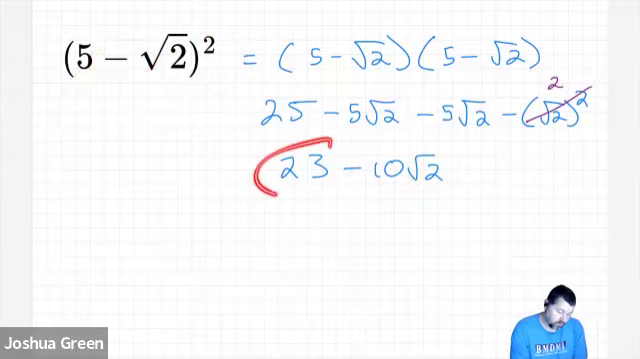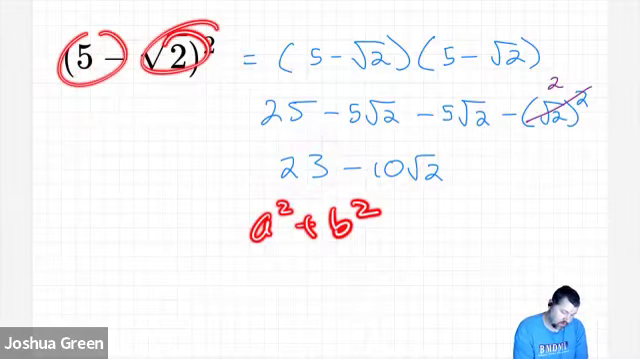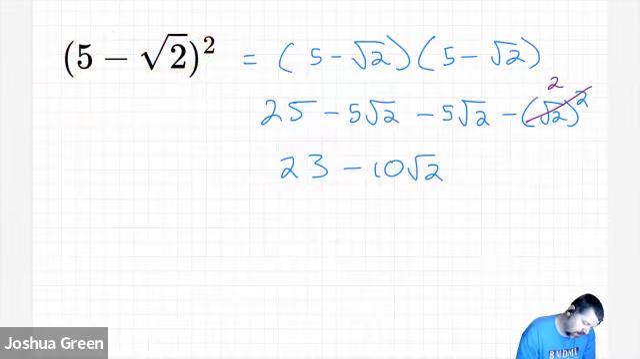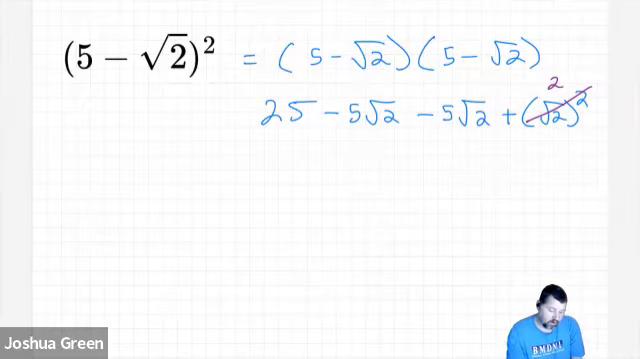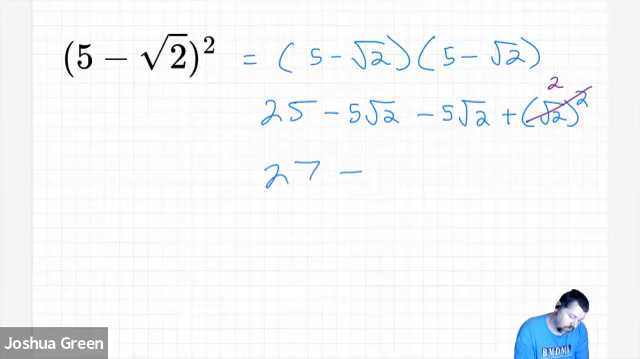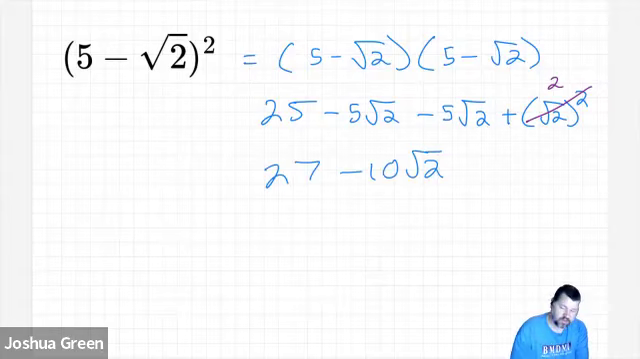As far as the 23 is concerned, well, that's a squared plus b squared. Well, hey, that's that times that. And I messed up, y'all, because that should not be minus. It shouldn't be 23. Square root of 2 times the square root of 2 should give me a positive value there. So I should have had 27 minus 10 square root of 2. So I apologize for messing that up.